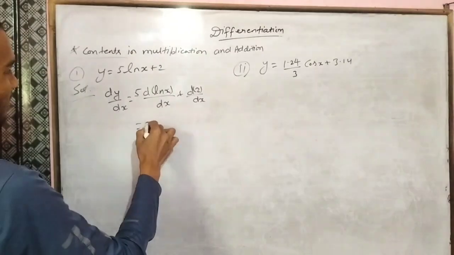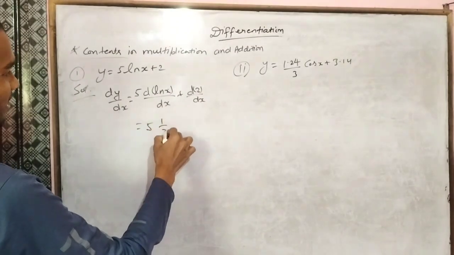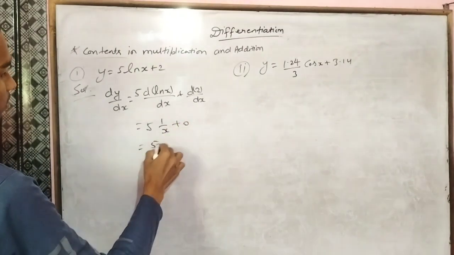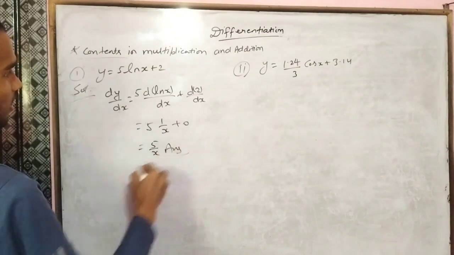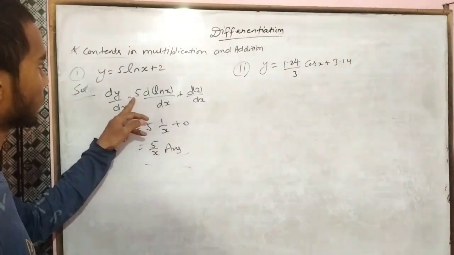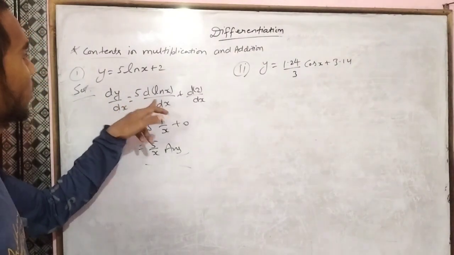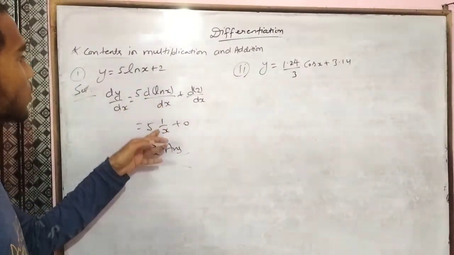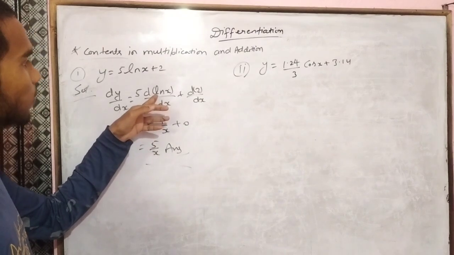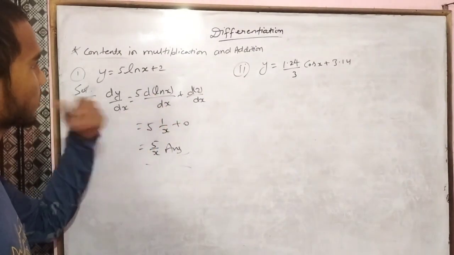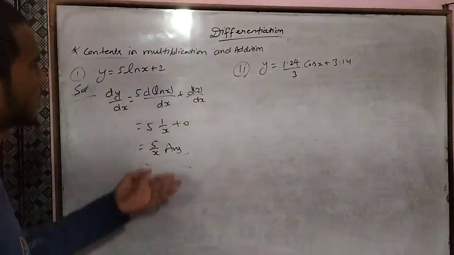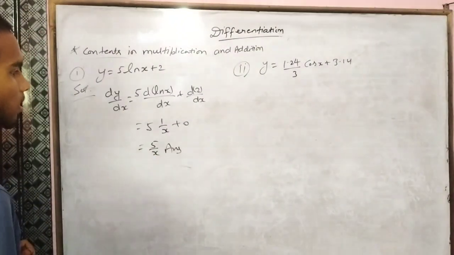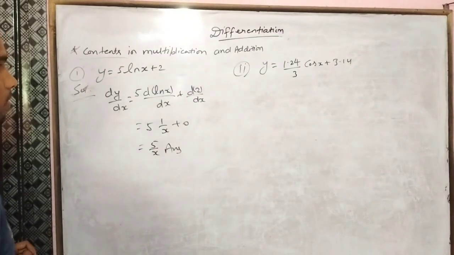Okay. 5 ln x, differentiation of ln x, and 0. 5 by x. So 5 as it, because this is with the product, and differentiation of ln x as we discussed. So differentiation of ln x would be how much? 1 by x, and as we already know, the differentiation of a constant would be 0. Then we simplify the answer, which is 5 by x.